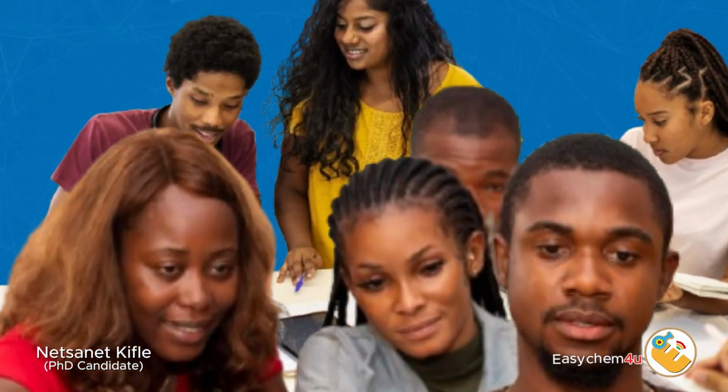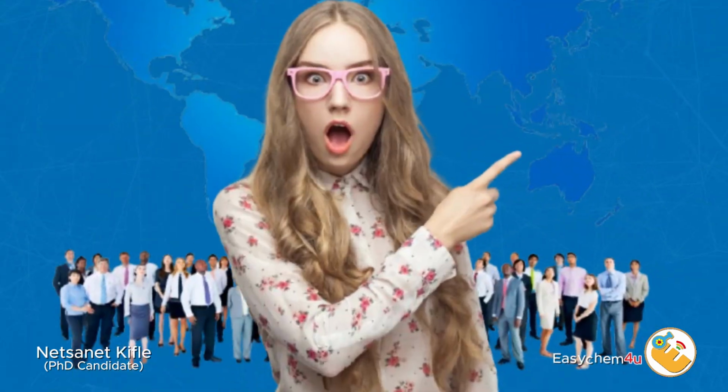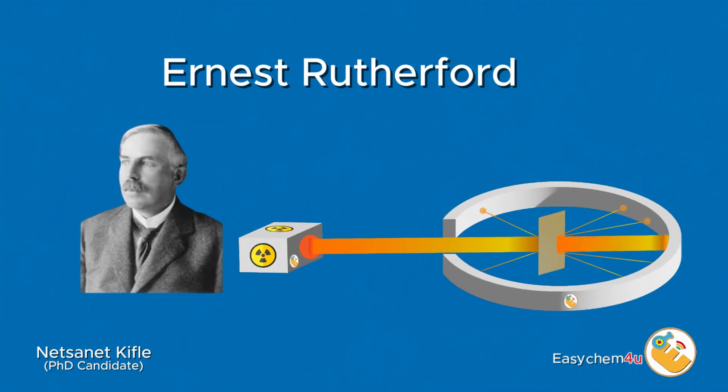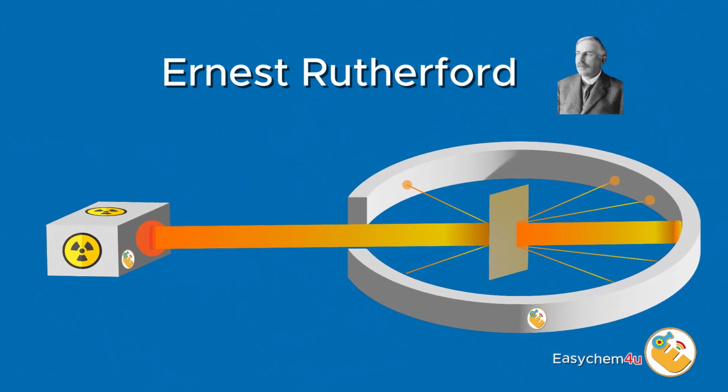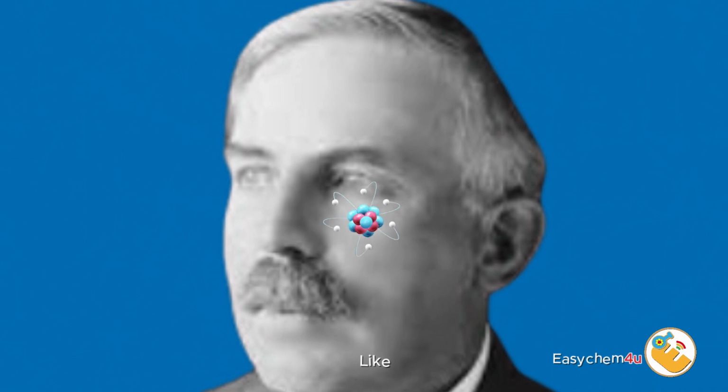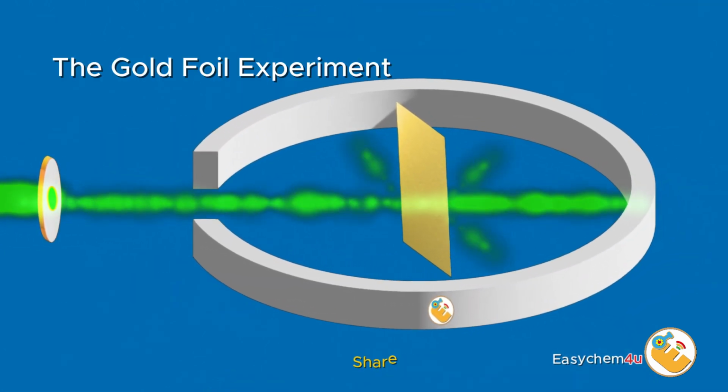Hello, students. Welcome to today's lesson on one of the most groundbreaking discoveries in chemistry, the nucleus of an atom. This discovery, made by Ernest Rutherford in 1911, changed our understanding of atomic structure forever. Let's dive in and uncover the story of the famous gold foil experiment.